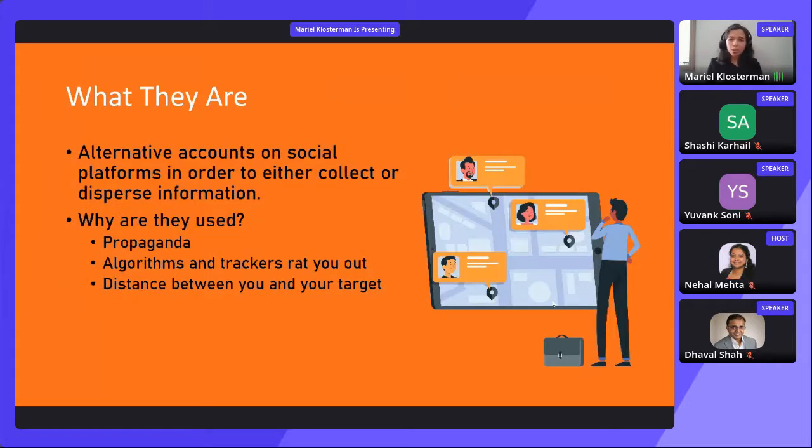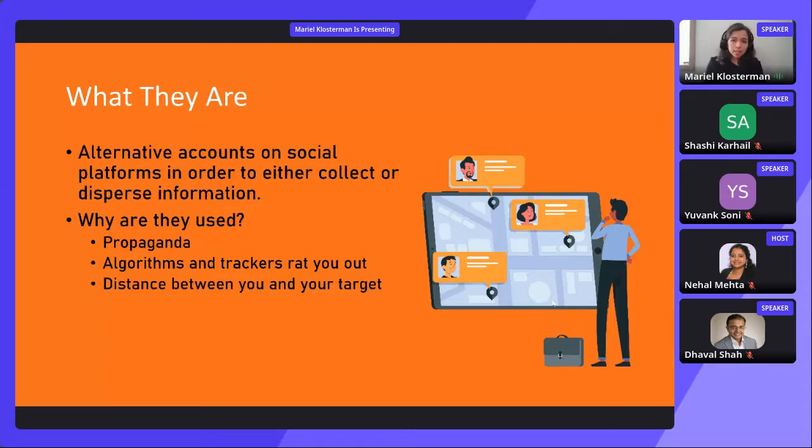So sock puppet accounts are alternative accounts. They're just another account that you would use on a social media platform, not even always social media platforms, but mainly social media platforms. And it's not under your name usually. It's either pretending to be someone else or just pretending to be someone who isn't you. They're often used for spreading propaganda. You might have heard of troll or bot accounts. And that's usually when people think of sock puppet accounts, or when you research more about sock puppet accounts, that's what you'll see them being referred to.